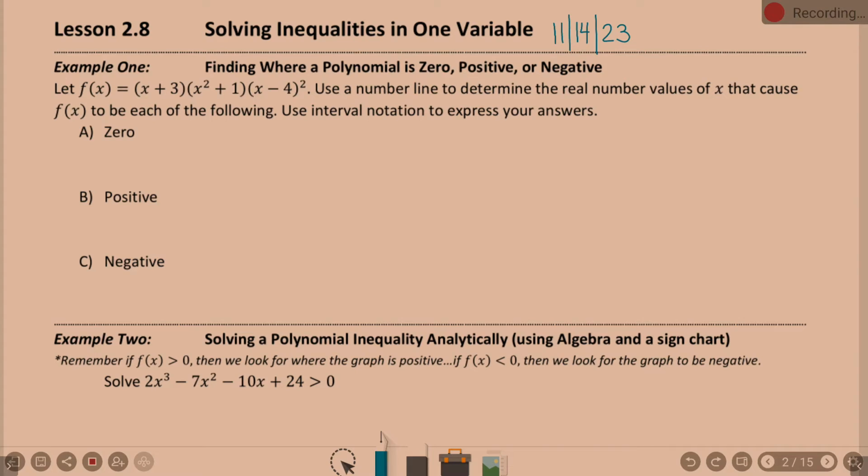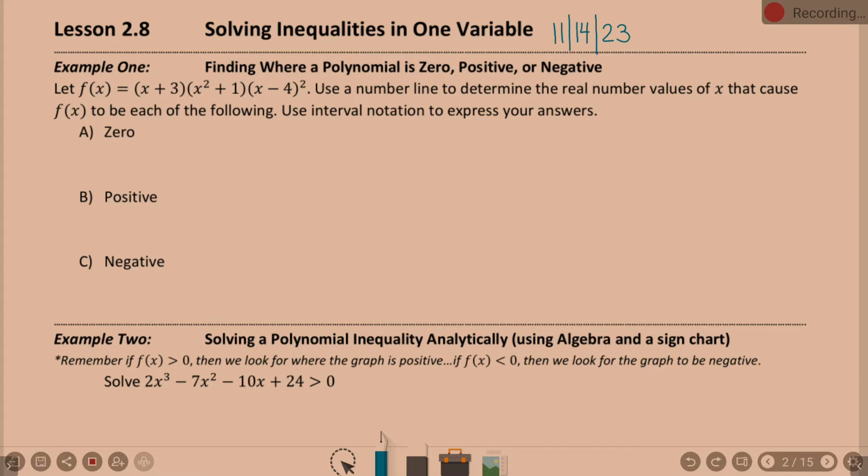So, in example 1, we are given f of x, and we're asked to use a number line to determine the real number values of x that cause f of x to be each of the following. We're going to want to know when this function is equal to 0, when it is positive, and when it is negative. We'll use interval notation to express our answers, as you should be doing throughout homework. I don't remember what form the book will have it in, but I'll be looking for interval notation.